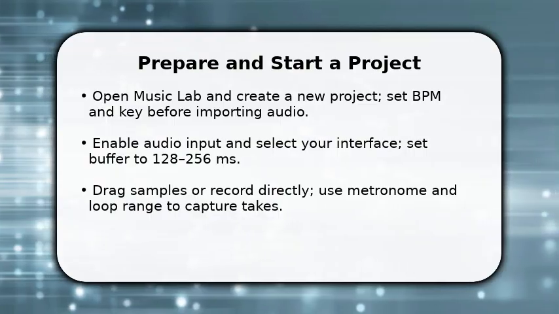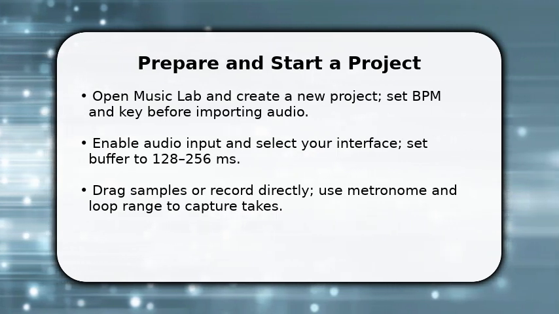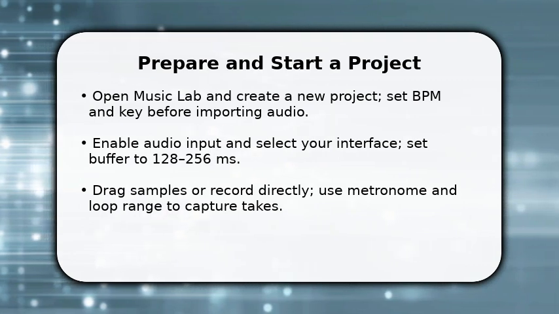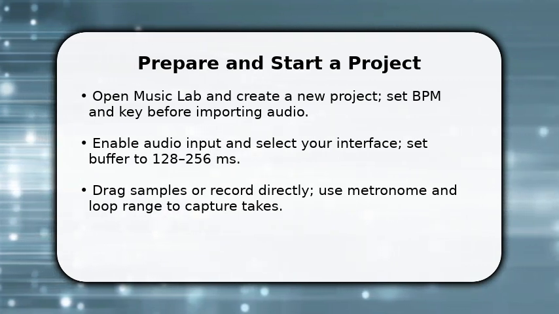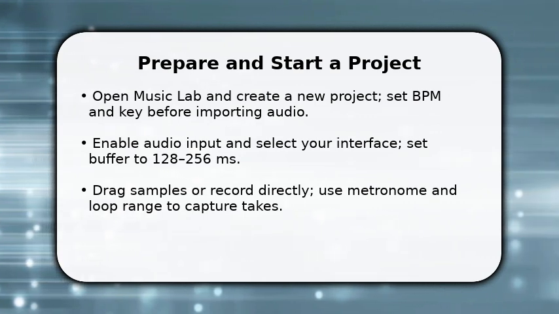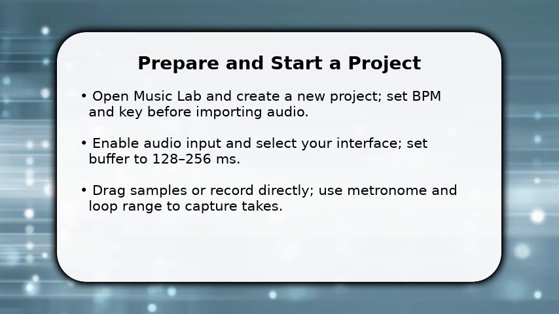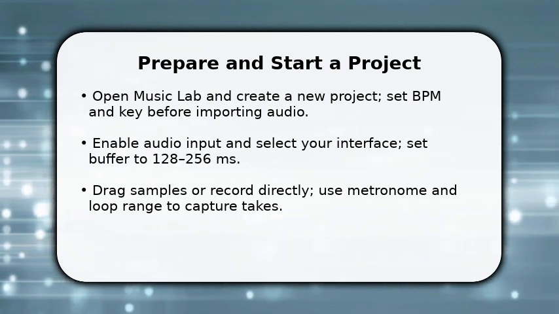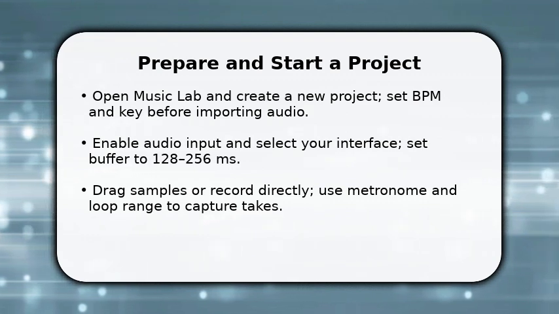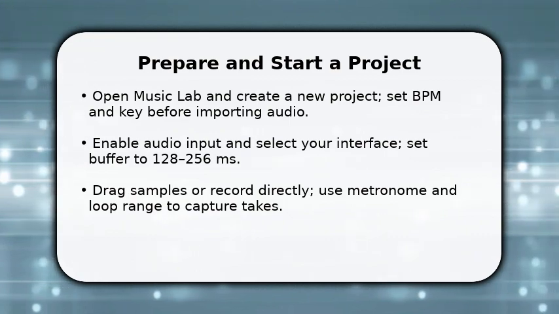You begin by opening Music Lab and creating a new project. Set the BPM and key so everything lines up. Once done, enable your audio input and choose the correct interface, then set the buffer to 128 to 256 milliseconds for reliable monitoring. Import samples or arm a track and record directly, using the metronome and loop range to capture consistent takes. As you work, organize tracks into groups and name them so you can find elements fast.